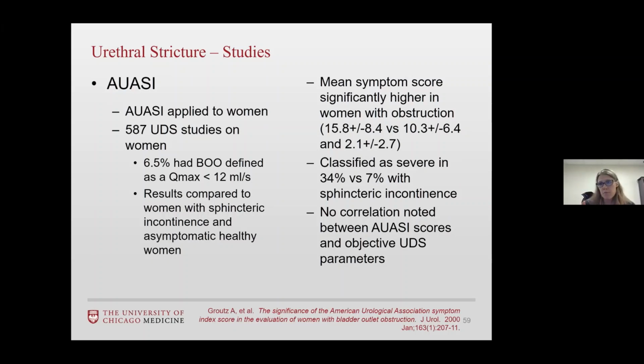Among women with bladder outlet obstruction or slow voiding, the mean AUA symptom score was significantly higher, about 15.8 versus 10.3. It was classified as severe in 34% of patients versus 7% of patients with sphincteric incontinence. So it does seem like it's more bothersome to them, we'll put it that way. But they did not find any correlation between AUA symptom scores and objective urodynamic parameters.